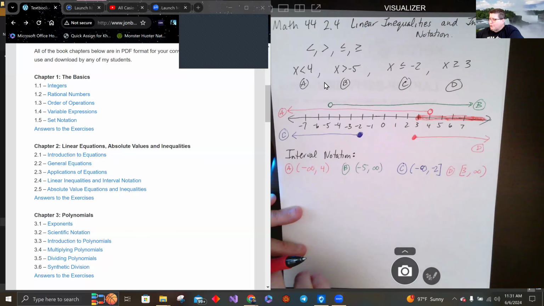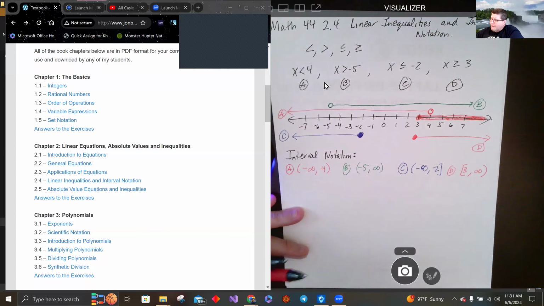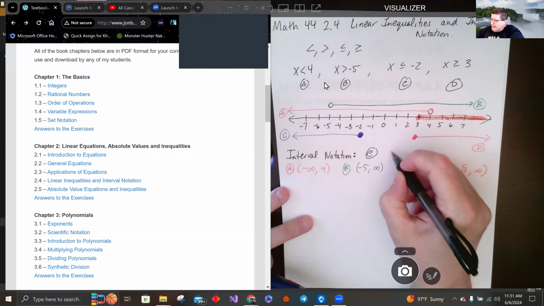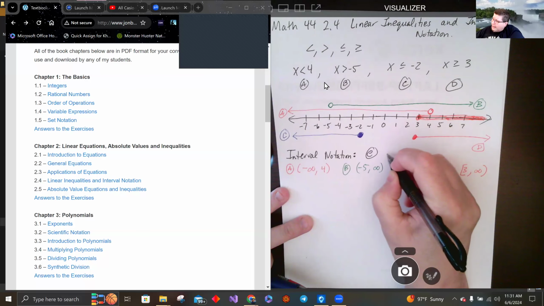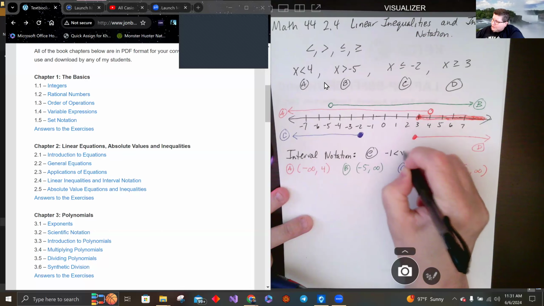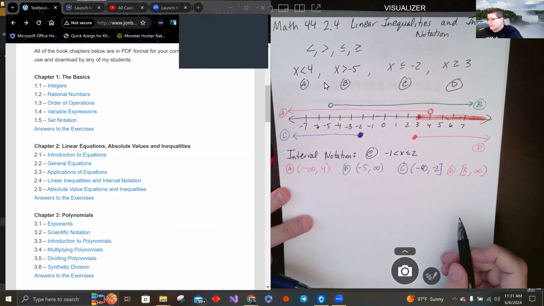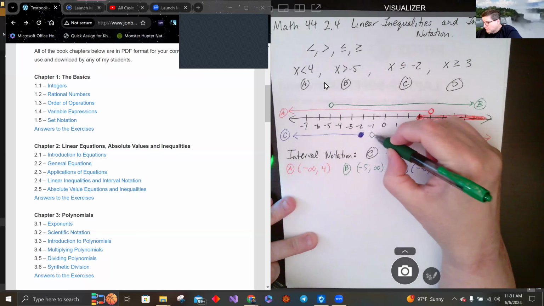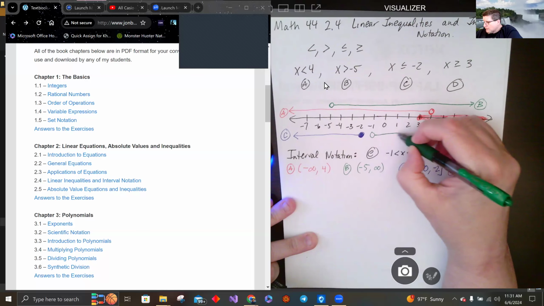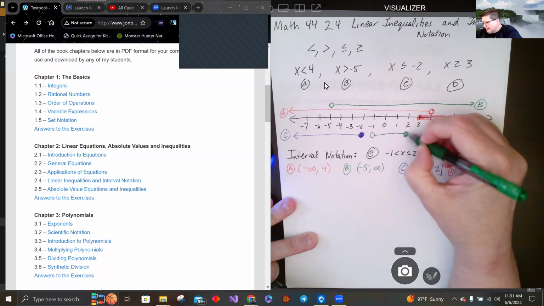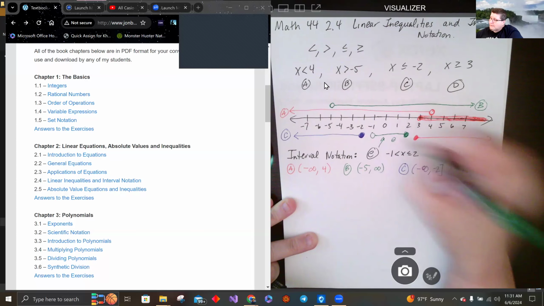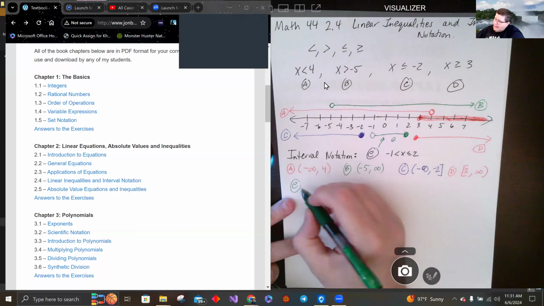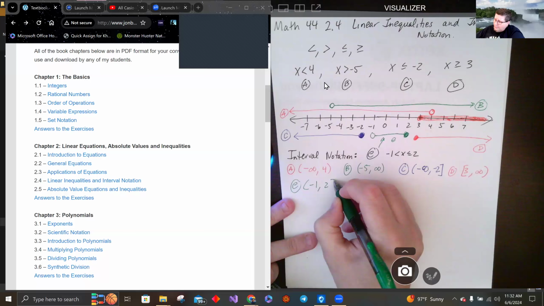I'm going to do a fifth range real quick. We're going to call this range E. E is going to be -1 is less than X, which is less than or equal to 2. Which would be this region right here. And if I do E's interval notation, I have -1, 2 in brackets.